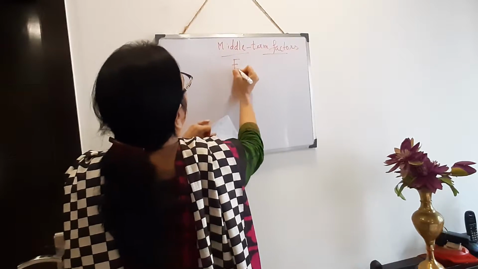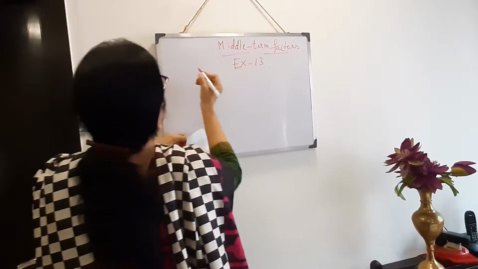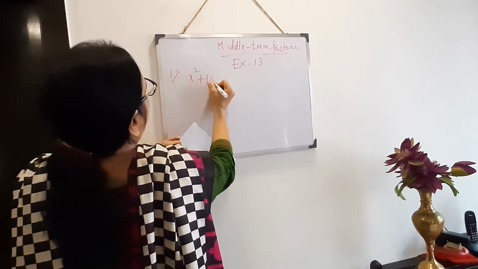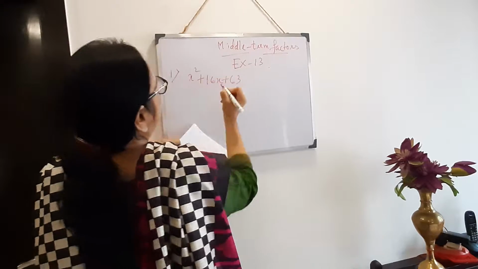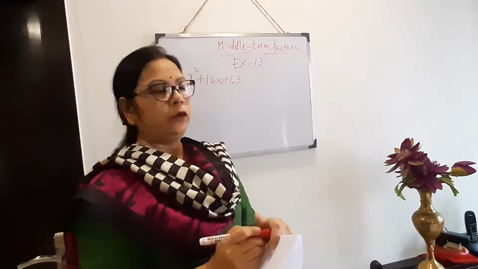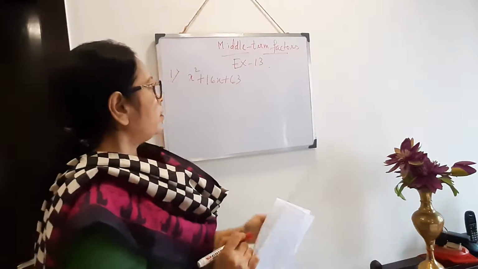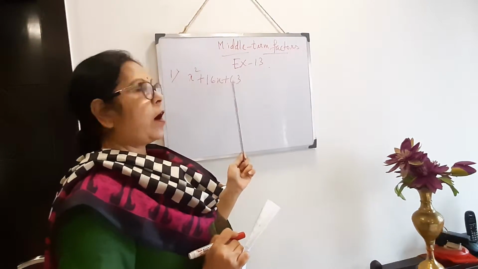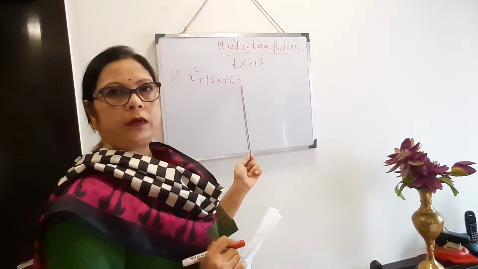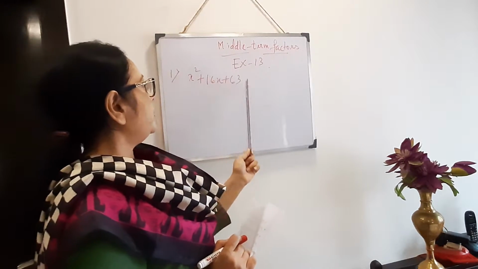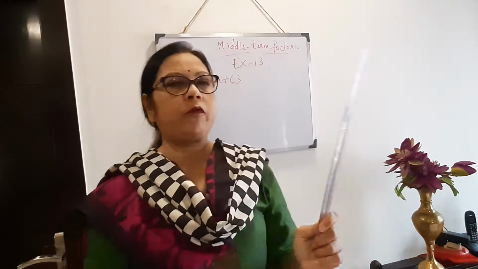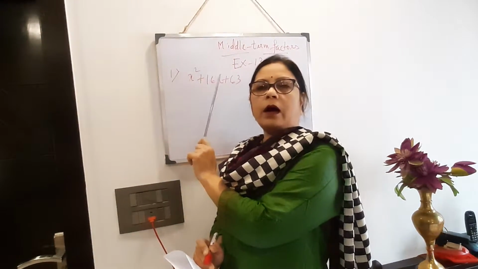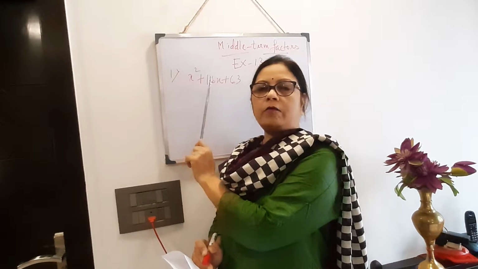Exercise 13. One sum I am writing, see, x square plus 16x plus 63. In middle term factor, what to do? Here, this is the number 63. You have to find out the factors of 63, and then by using these factors you have to find out the middle term 16. Okay, now that's why it is called middle term factor.